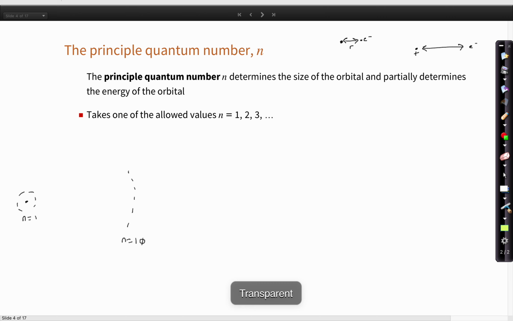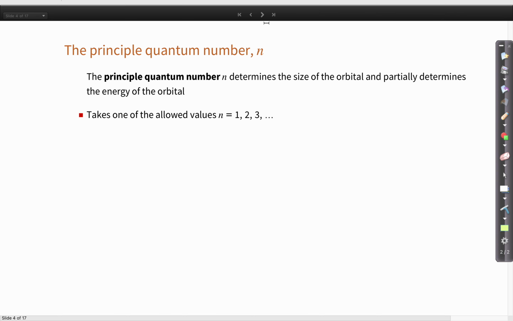Sorry. Let me clear that off and go to our next slide here. So n's fairly easy. This thing is being a pain.